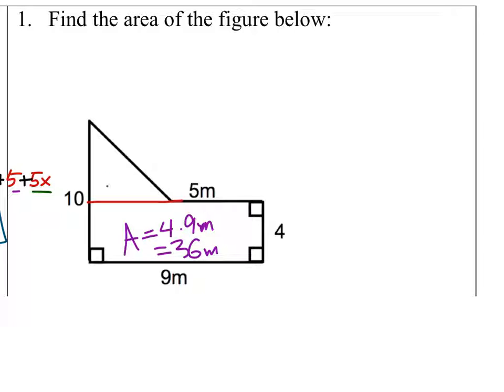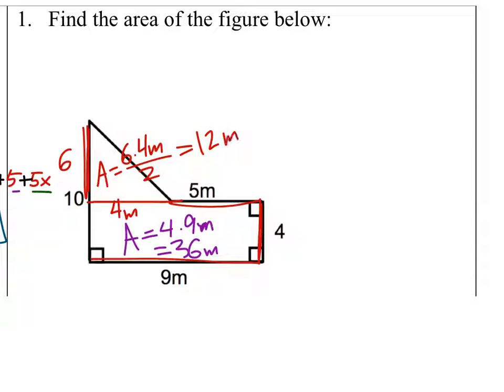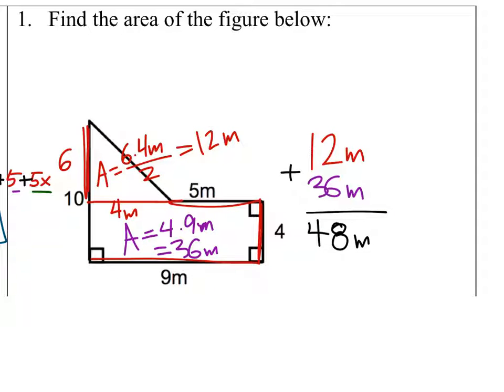And now we want to find the area of the triangle. So if this is 5 m's, then this one has to be 4 m's to make up all 9 m's. And this length, 4 of them are used up of the 10, so this has to be 6. So I've got 6 times 4m, but we're going to divide that by 2, which gives me 12 m's. So the area of both, I've got 12 m's and 36 m's, which when I add, I get 48 m's in units squared. That would be my area.